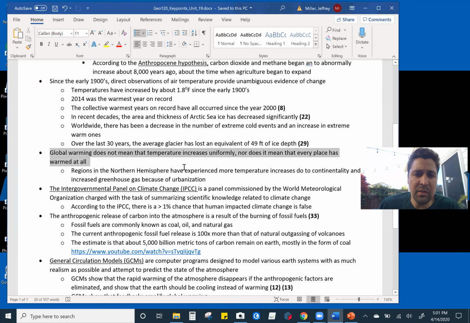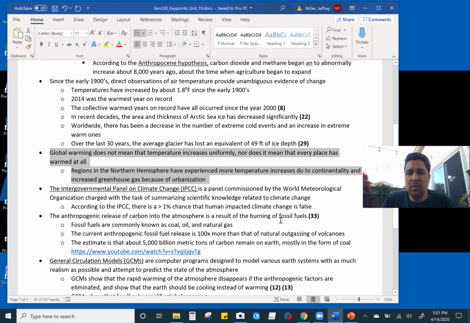I do want to mention something important, and that is that global warming, even though I've been mentioning things on average for the whole globe over the last bullet points, does not mean that the temperature is increasing uniformly across the entire globe. So it doesn't mean that just because there's a 3-degree change in California, there's also a 3-degree change in South America or something like that, right? It's not uniform. It's not all the same everywhere.